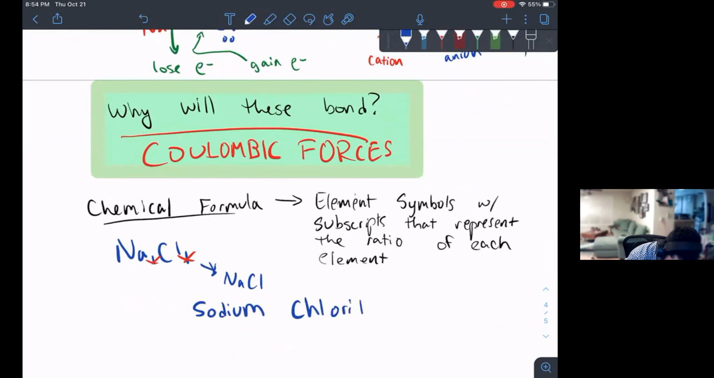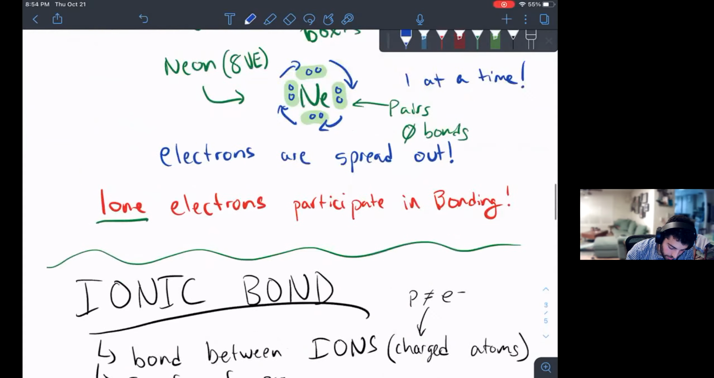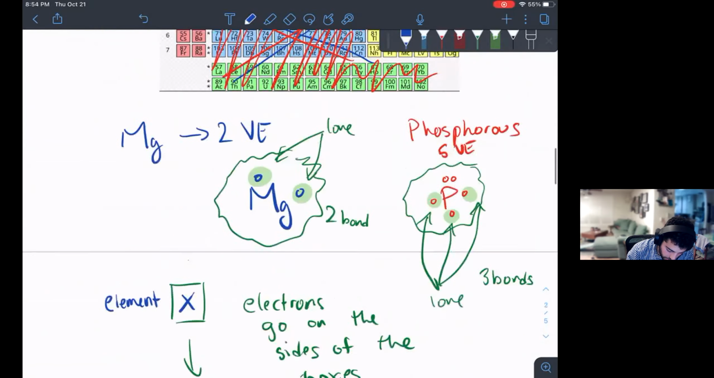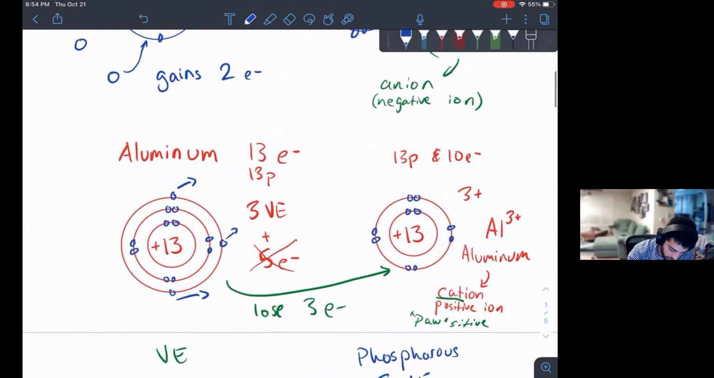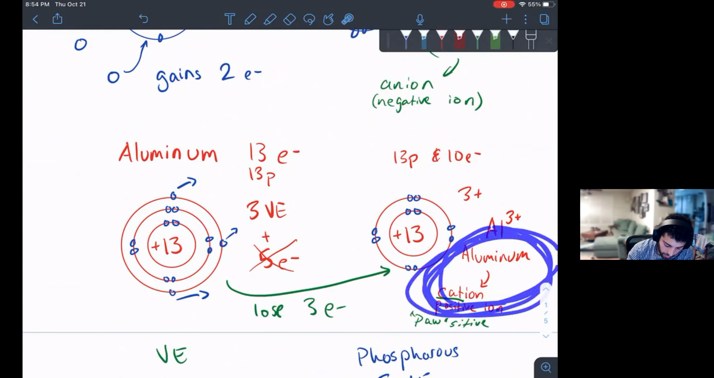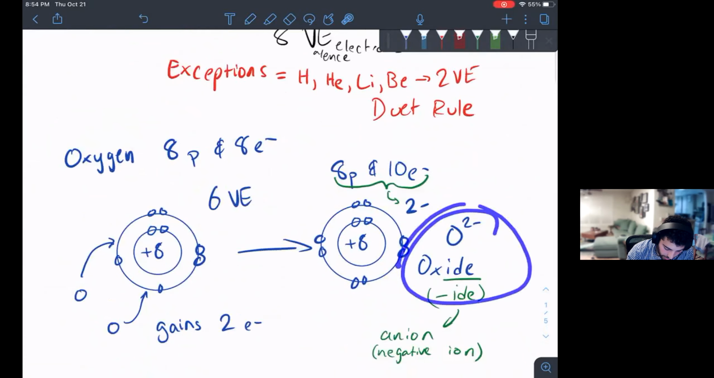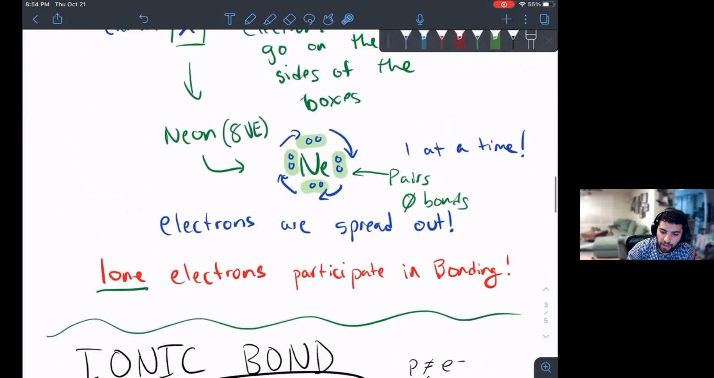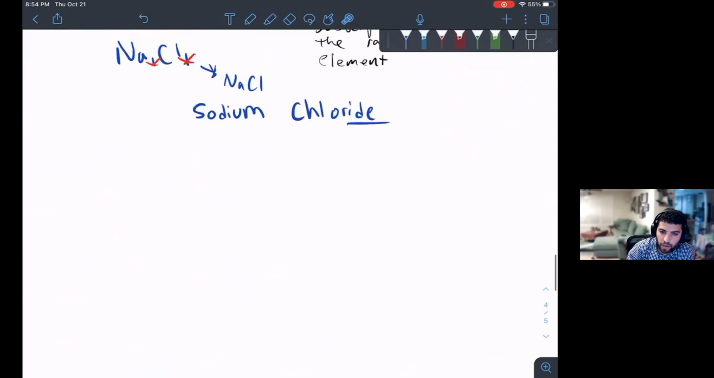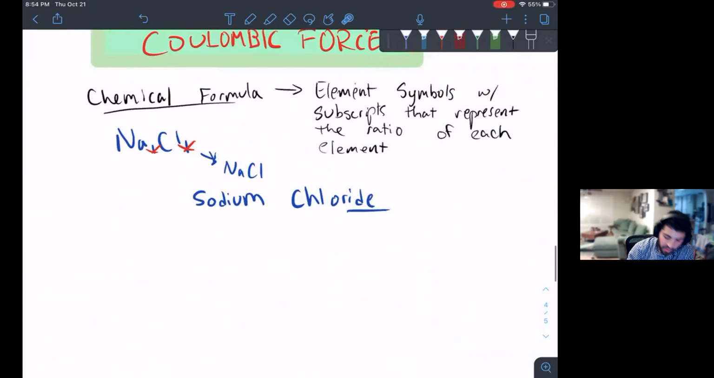chloride. Why is it sodium chloride and not sodiide chlorine or sodiide chloride? Well, that's easy because I already showed you somewhere up here. There it is. Cations, the positive one, stay the same. Aluminum stayed aluminum. Well, anions, the negative one, change to IDE, and that is just this convention in science. So sodium positive stays the same, chlorine negative becomes chloride.